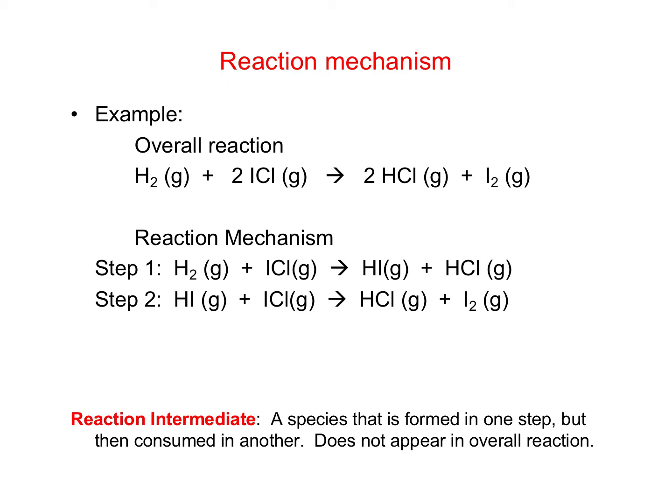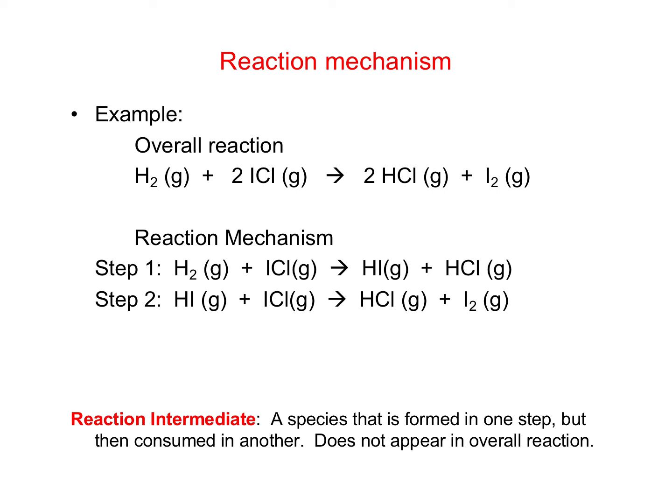On this slide, we have an example of an overall reaction and its associated reaction mechanism. In the overall reaction, one H2 molecule reacts with two ICl molecules, and the final products are two molecules of HCl and one molecule of I2. But this doesn't happen all at once. The hydrogen doesn't collide with two iodine monochloride molecules all at once. It happens in a number of different steps. In this case, it happens in two steps.